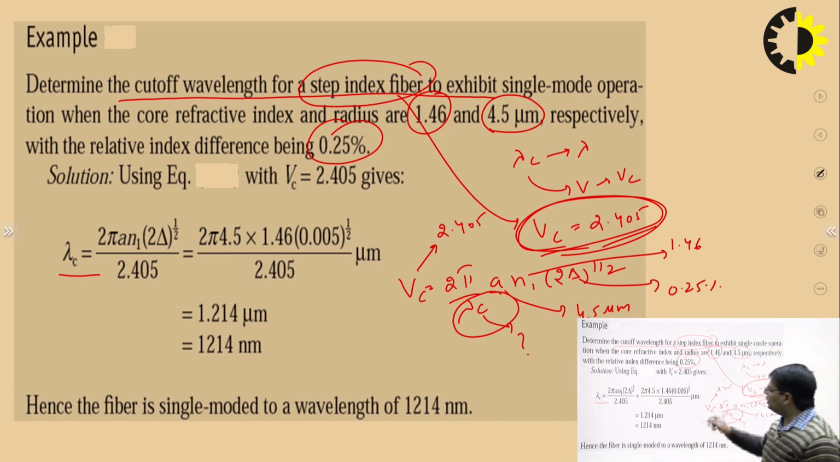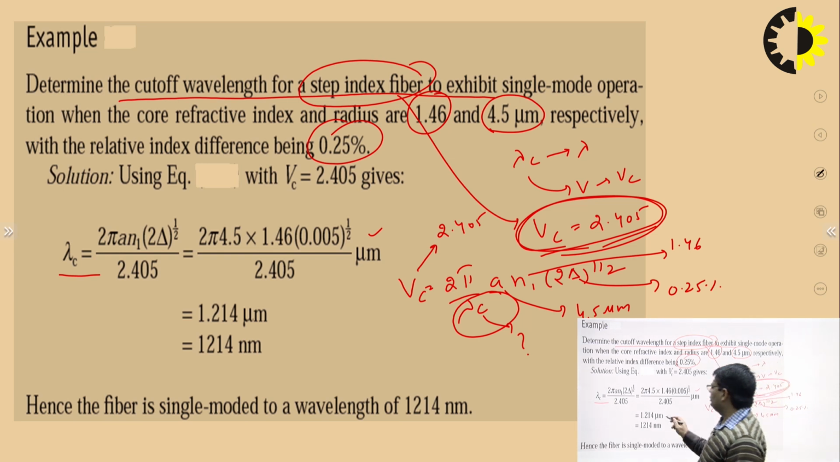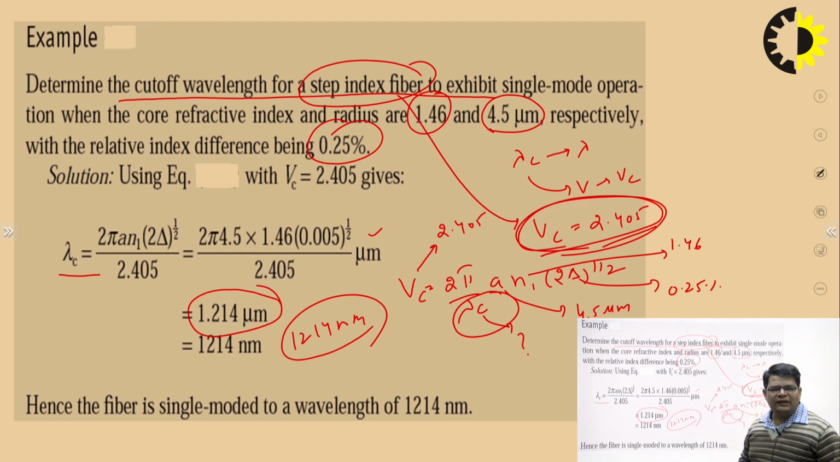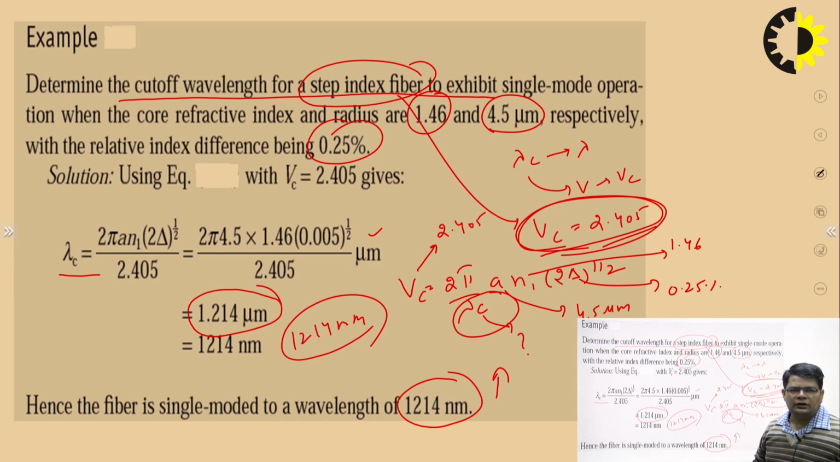So putting in this formula, if we compute, the cutoff wavelength comes out to be 1.2 micrometer nearly, or we can say 1214 nanometer. So for this fiber to behave as a single mode fiber, we have to operate with this wavelength or above this wavelength. Okay, so the fiber becomes single moded if we operate with this wavelength or above this wavelength.